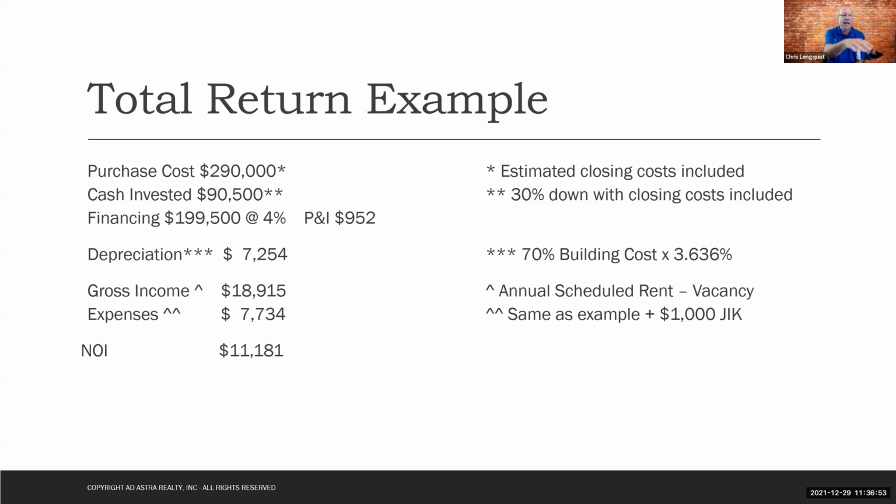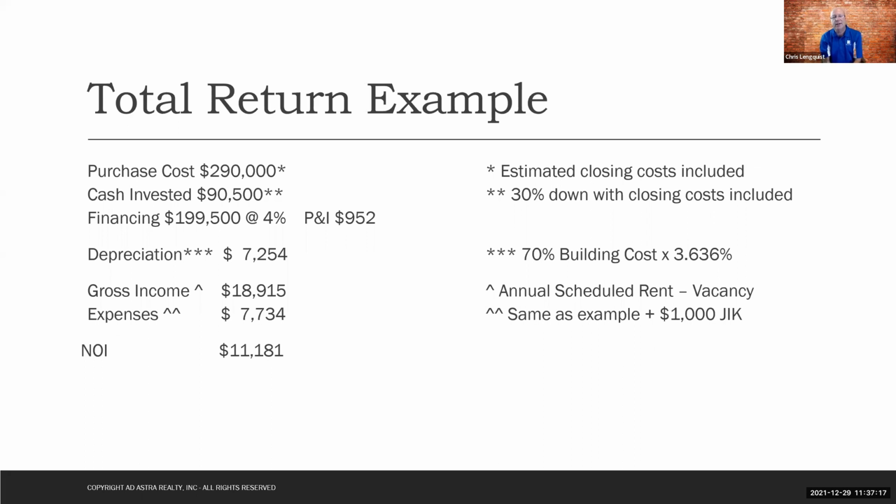And then we added closing costs in there. And then financing: if you take the remainder of 199.5 at 4%, and investors usually pay a little bit more. Again, plug in whatever numbers actually make sense for you and your current situation. Then your principal and interest is going to be about $952. So write those numbers down. Your depreciation is going to be $72.54.